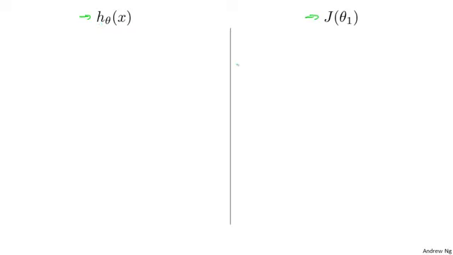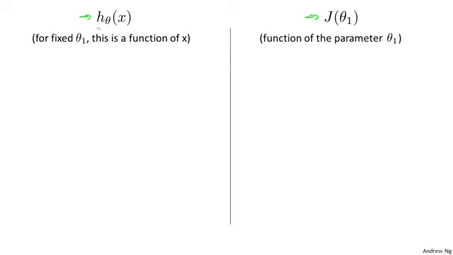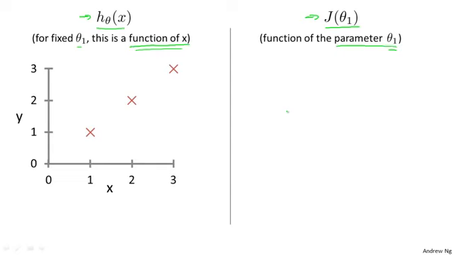So notice that the hypothesis h of x, for a fixed value of theta 1, is a function of x. So the hypothesis is a function of the size of the house, x. In contrast, the cost function J is a function of the parameter theta 1, which controls the slope of your straight line. Let's plot these functions and try to understand them both better. Let's start with the hypothesis.